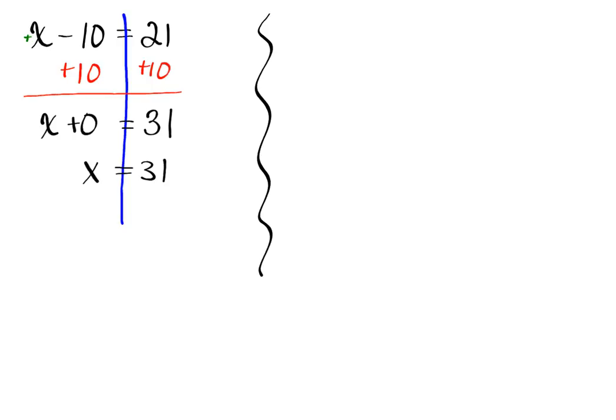Another example. How about one that looks like 11 equals x minus 5. I'm going to make note that the sign in front of the x is positive. I'm just going to make note of that to myself. Okay? I'm going to put that nice little line down that says anything I do to one side, I have to do to the other.